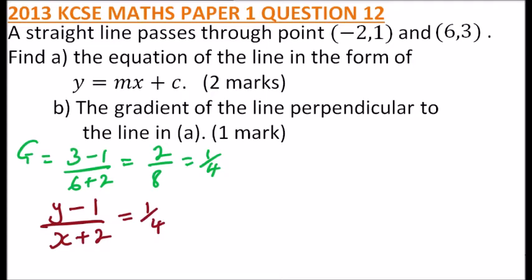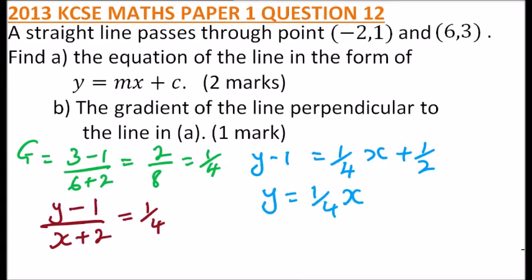So we simplify that, and we will get y minus 1 is equal to a quarter x. We cross multiply, then 2 times a quarter will give us a half, so it is plus a half. We take 1 to the other side to be positive, so y is equal to a quarter x, and then this will be positive, so this will be 1.5 or 3/2. So that is the equation of the line passing through those points.